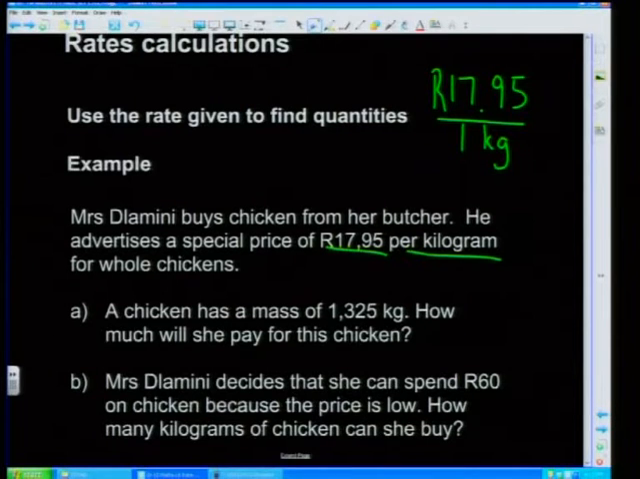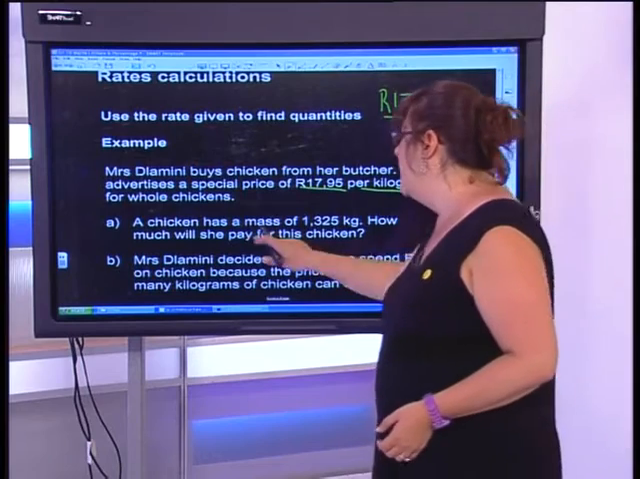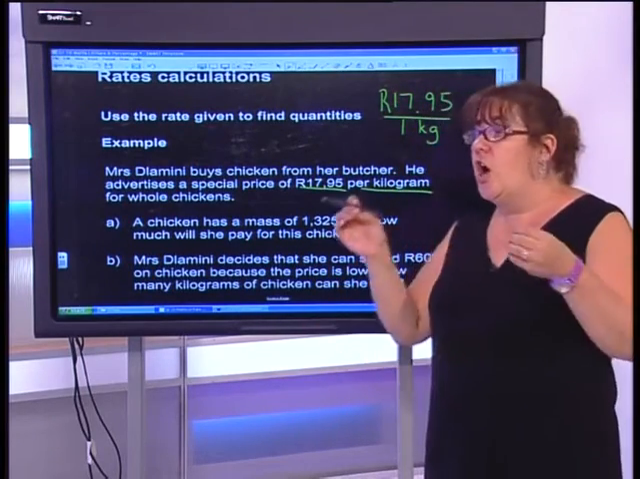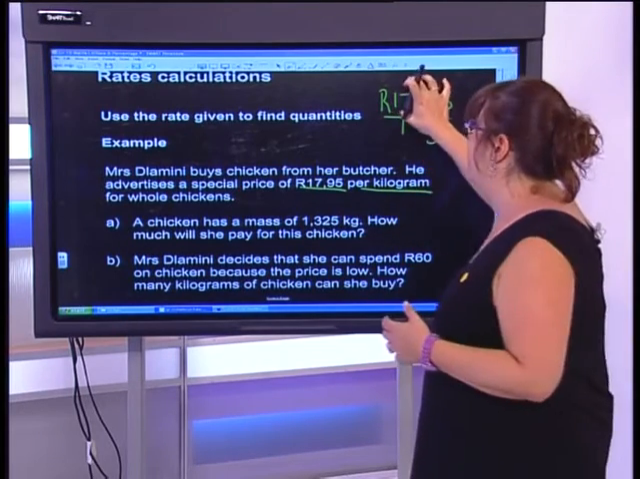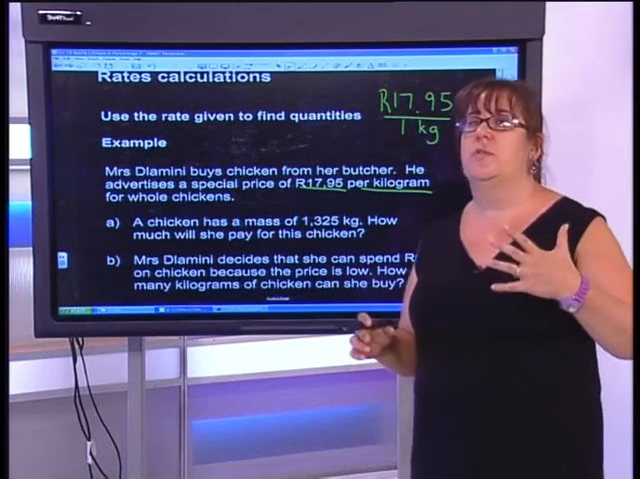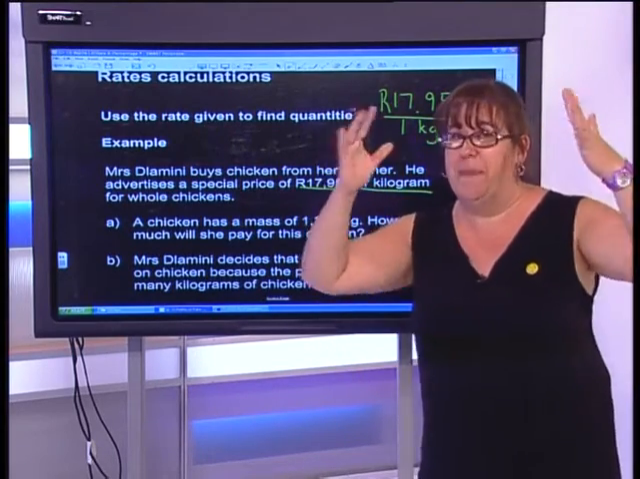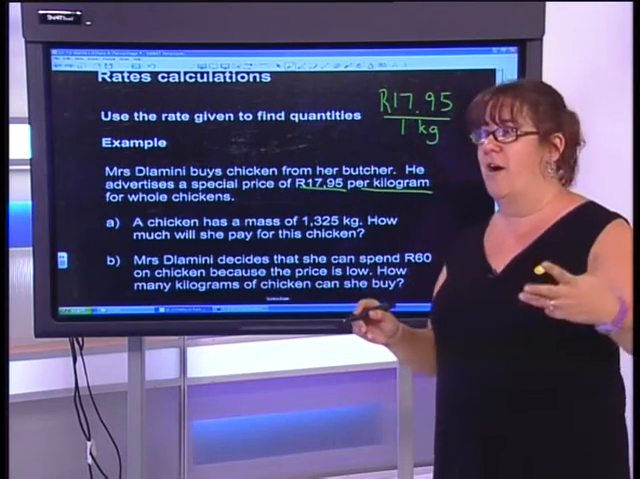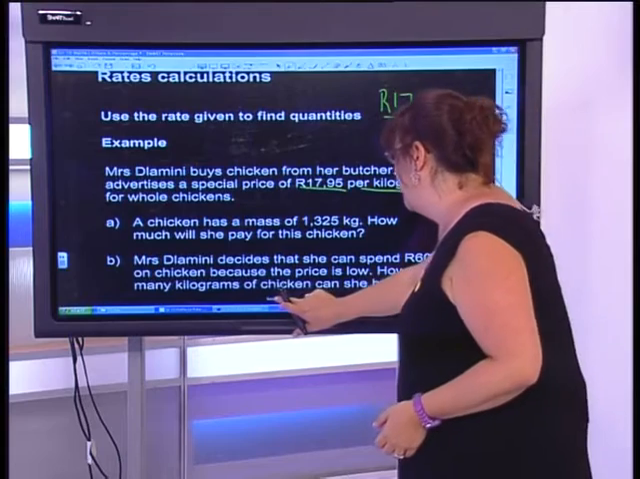Okay. If a chicken has a mass of 1.325 kilograms, how much will she pay for this chicken? Okay, before we start the calculation, are we expecting a number that is smaller or a number that is bigger than our 17.95? I hope that you're all answering this in front of the TV and you're shouting and you're going, no, it has to be bigger. It has to be bigger because I'm buying more than 1 kilogram of chicken. So let's do the calculation and see if we get an answer that is bigger.